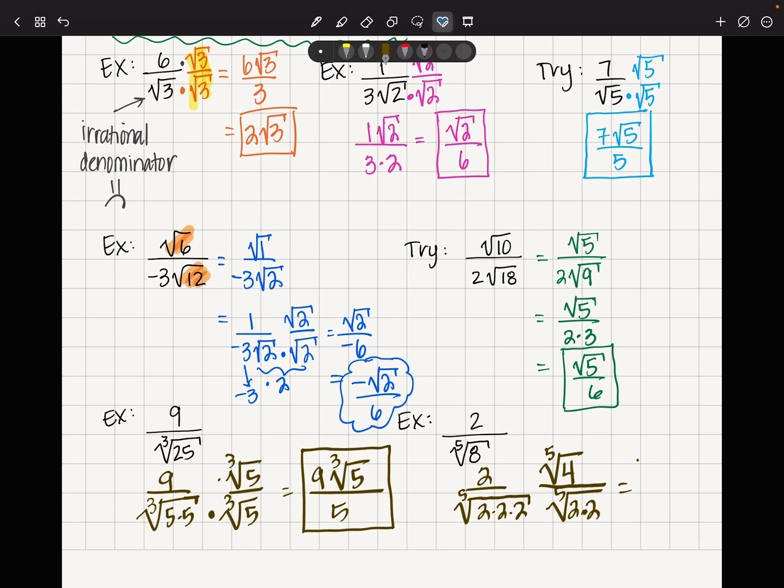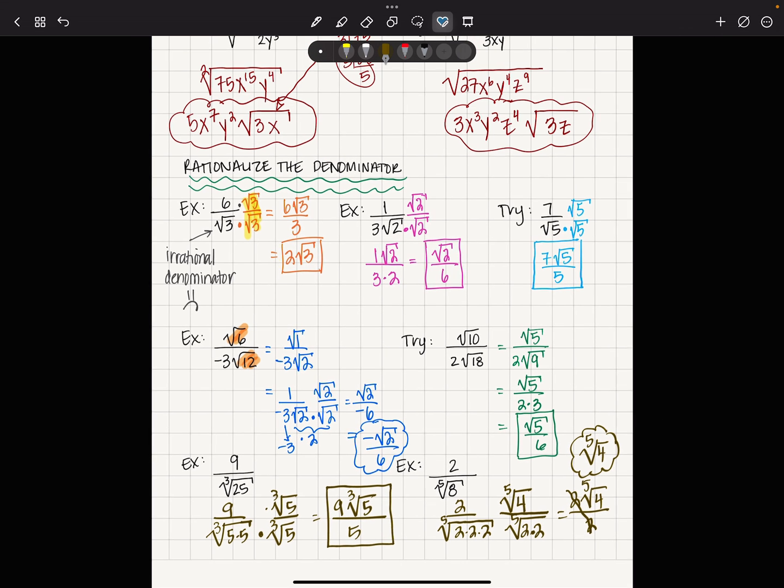So the numerator is going to be 2 times the 5th root of 4. And the denominator is just going to be a 2. Well, what's really nice here is that these 2s cancel out. So our final answer is just, I'm going to write my final answer right here because I don't have room, just the 5th root of 4.